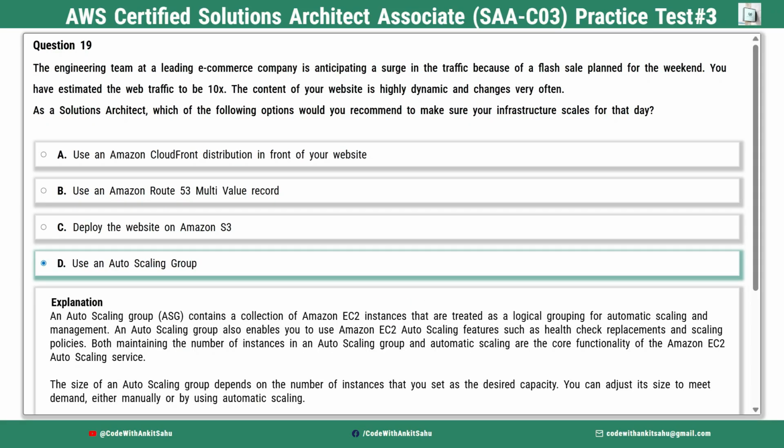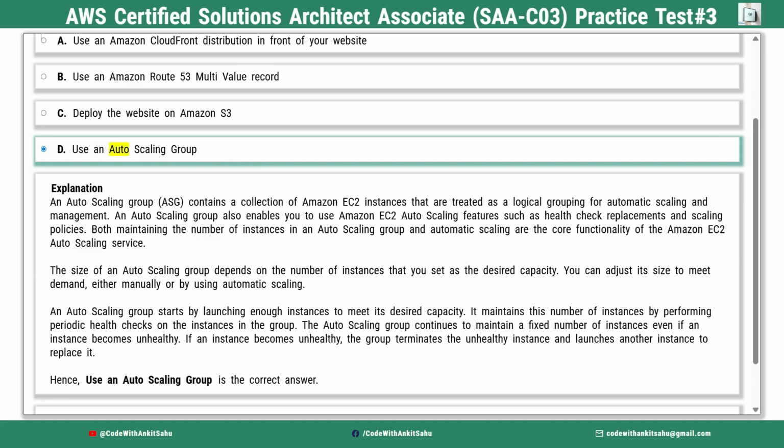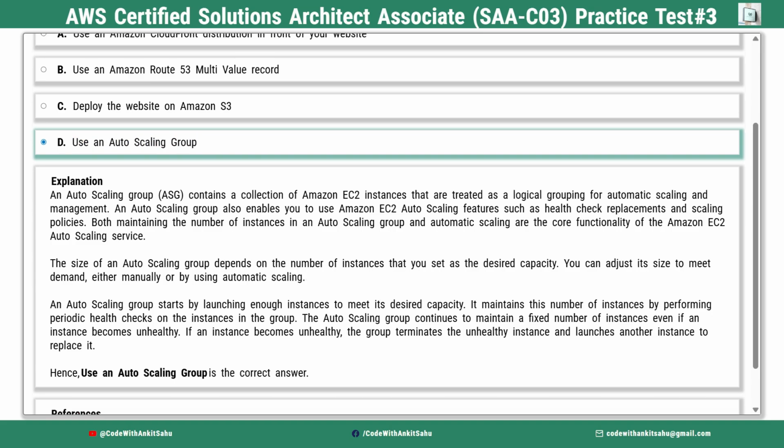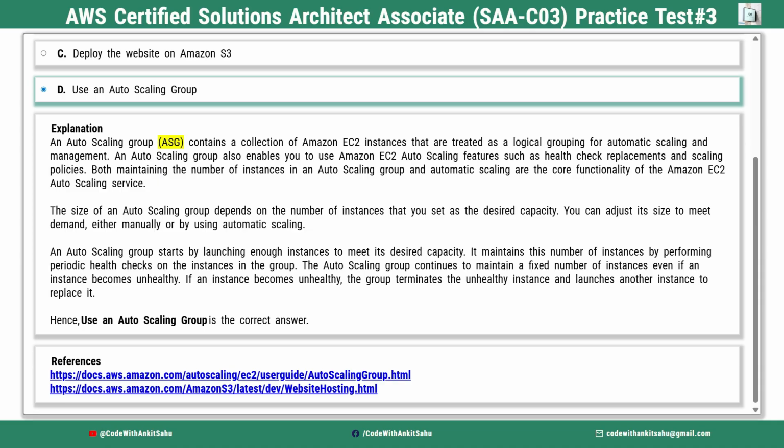Correct answer. Option D. Use an auto-scaling group. Explanation: an auto-scaling group, ASG, contains a collection of Amazon EC2 instances that are treated as a logical grouping for automatic scaling and management. An auto-scaling group also enables you to use Amazon EC2 auto-scaling features such as health check replacements and scaling policies. Both maintaining the number of instances in an auto-scaling group and automatic scaling are the core functionality of the Amazon EC2 auto-scaling service.